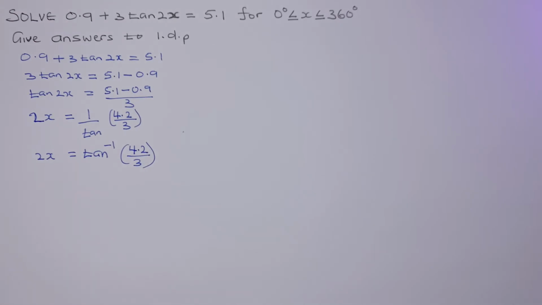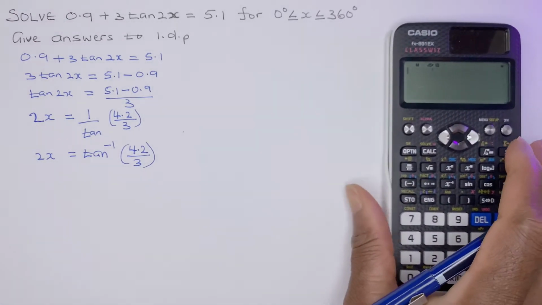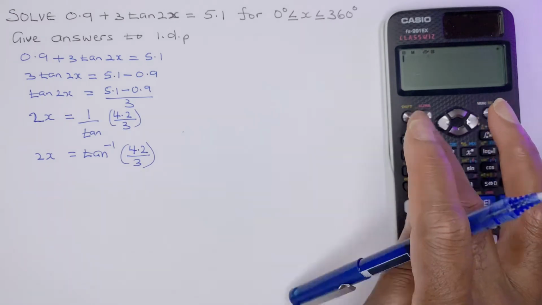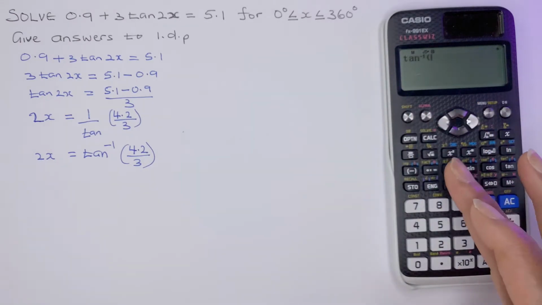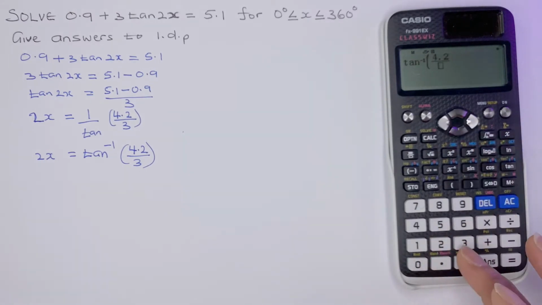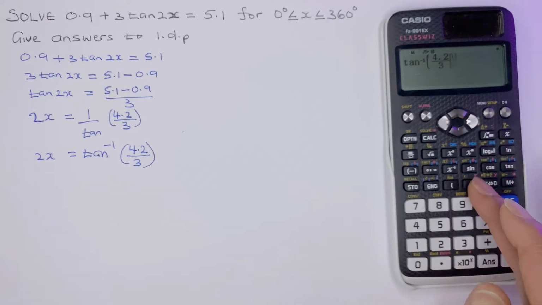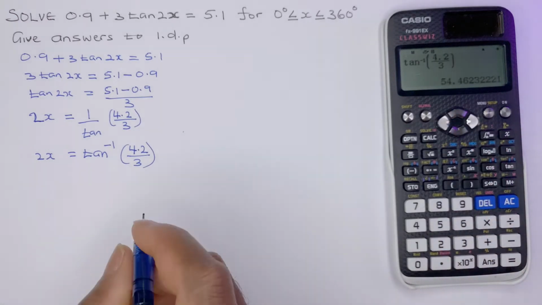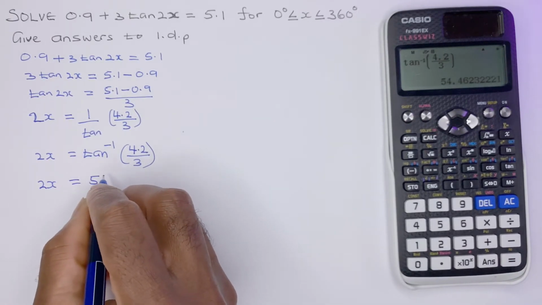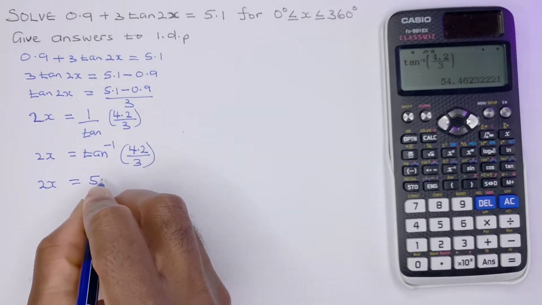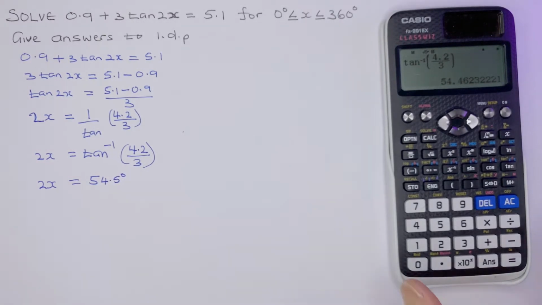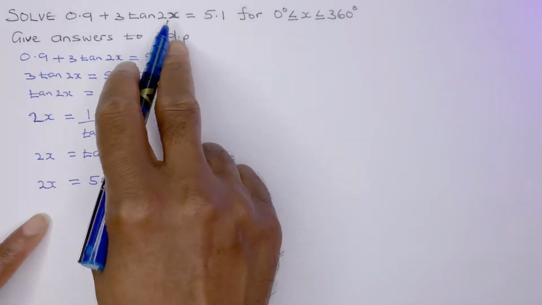So if we get a calculator and turn it on, we do shift tan, fraction key, 4.2 over 3, close bracket, and the angle for 2x is 54.5 degrees. Now I'm going to use this to solve for the answers.